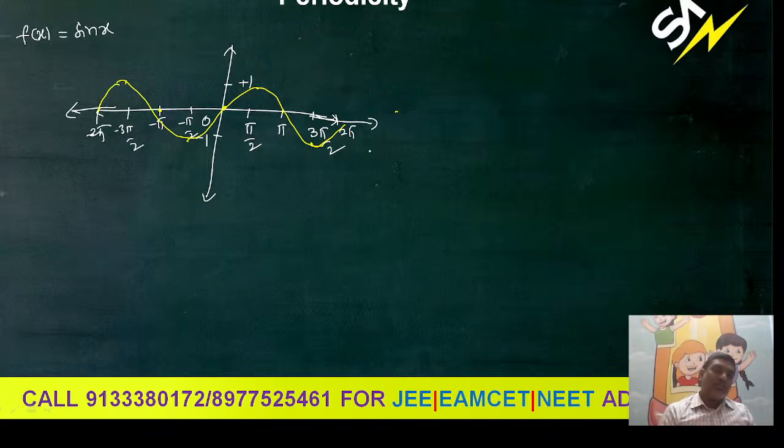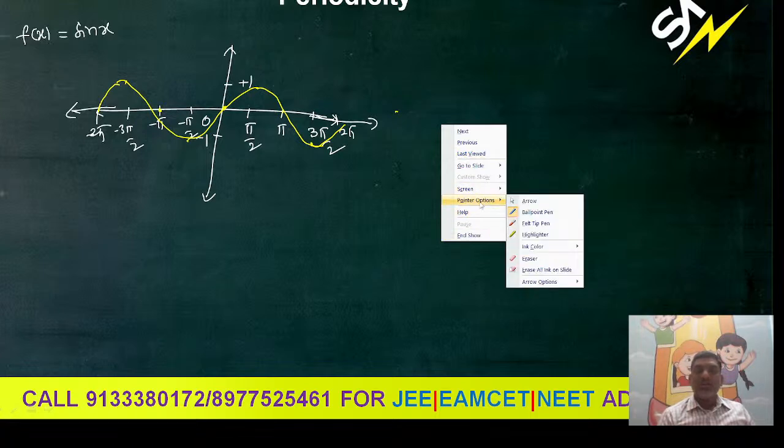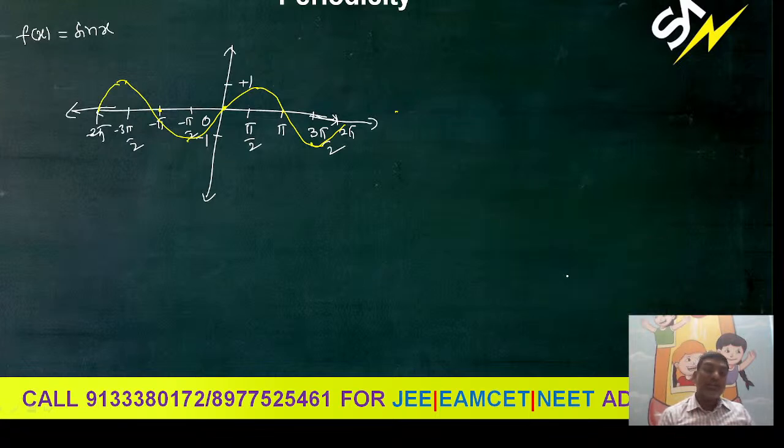If you observe clearly, a particular shape of the curve is repeating again and again. Suppose we start from 0 to 360, the same oscillation is repeating again and again. If you see from 0 to -2 pi, 0 to -360, again the same shape is there.